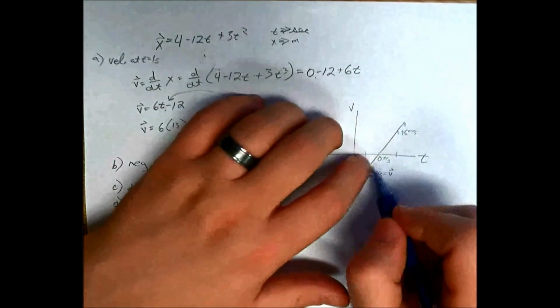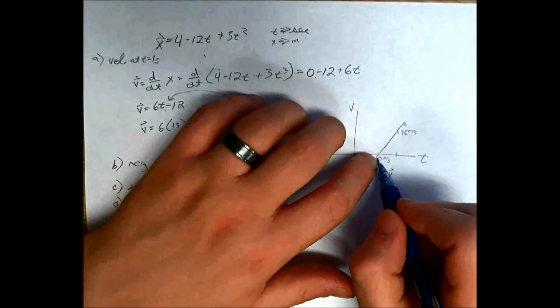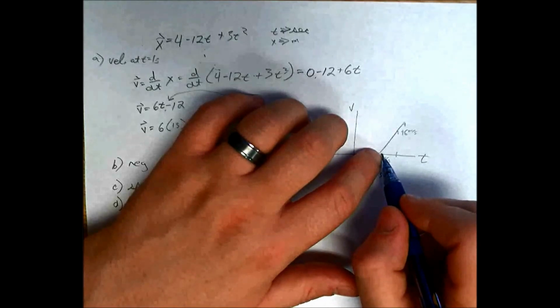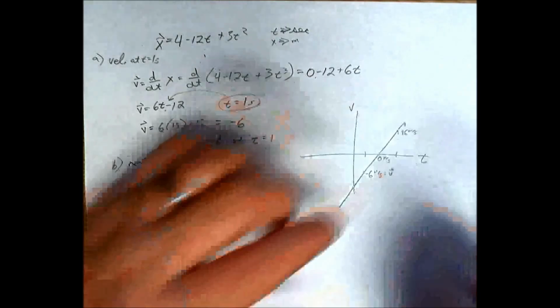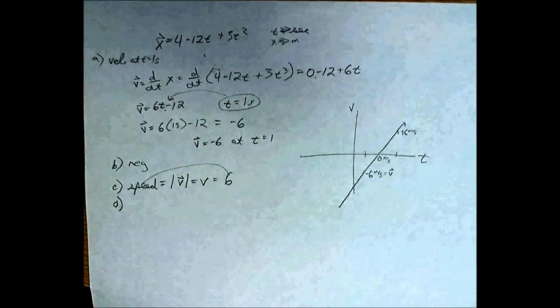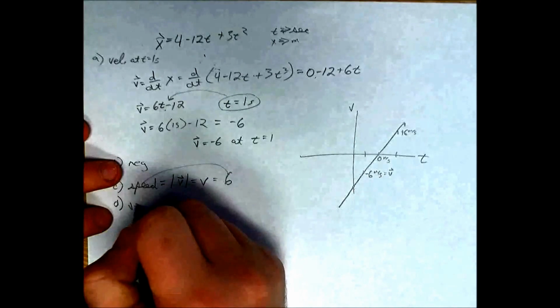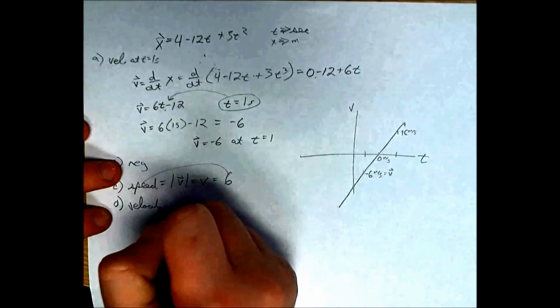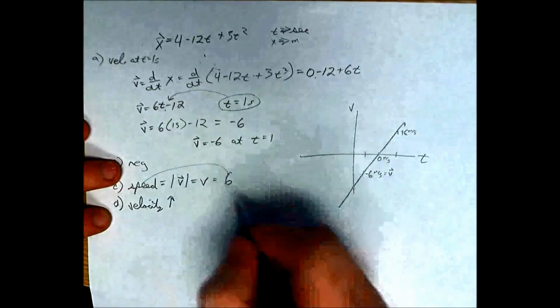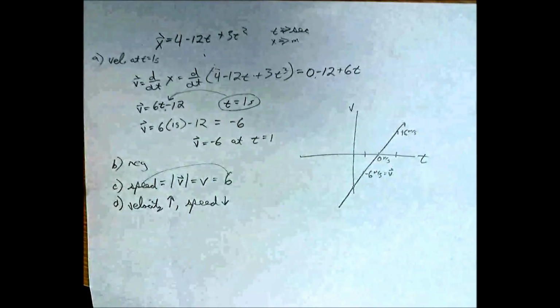Think about somebody running in the negative direction who then slows down and stops before turning around and going in the positive direction. So what was the question? Is the speed increasing or decreasing? Velocity is increasing. Speed is decreasing.